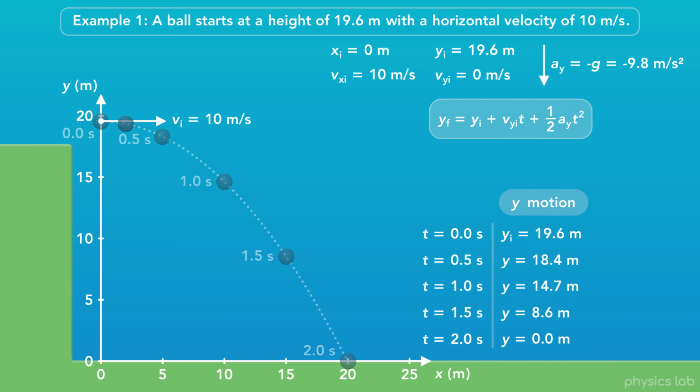So we can see the y position, the height, is decreasing as the ball falls. Here's the y displacement between each point. The ball is moving further during each interval because it's accelerating.